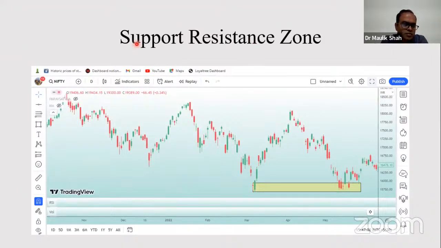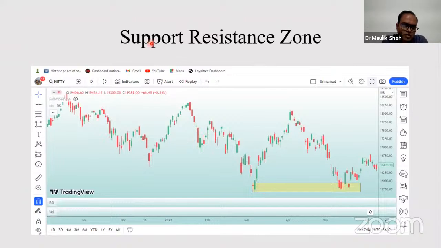Okay. So there is something known as support and resistance zone. Maulik. Yes, sir. Yes, sir. I mean, how much time do we have? Next 15-20 minutes or something? Yeah, so let's move ahead.